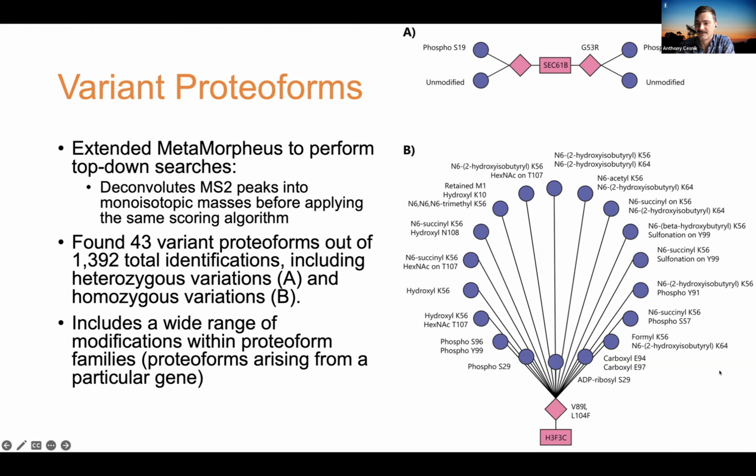Hopefully some of these, take it with a grain of salt, some of the combinations, but hopefully they're more accurate than not at 1% FDR.